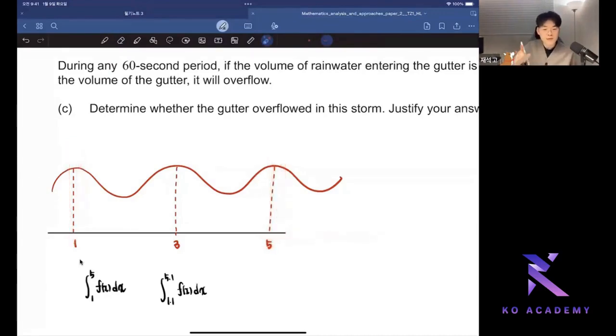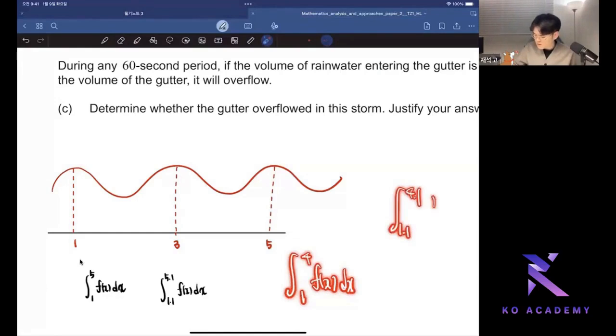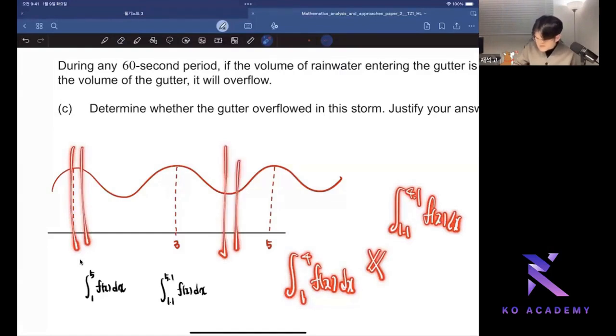But listen carefully. What about from 1 to 4? What do you think about the integral from 1 to 4 compared to the integral from 1.1 to 4.1, guys? It's not the same. The area from 1.1 to 4.1 is different, since what goes in and out doesn't cancel. That's not going to work. Do you guys understand what I'm saying right now?